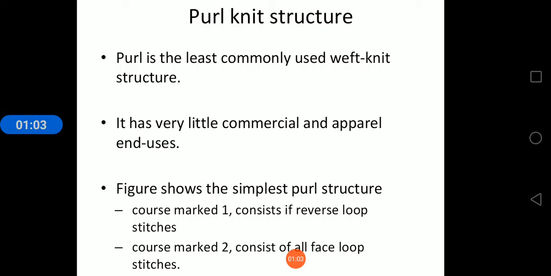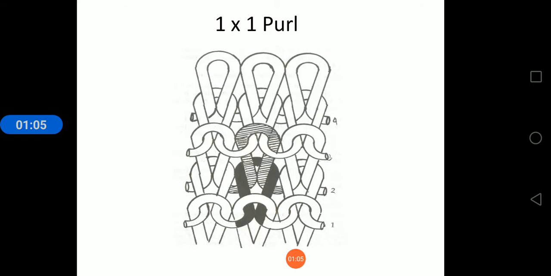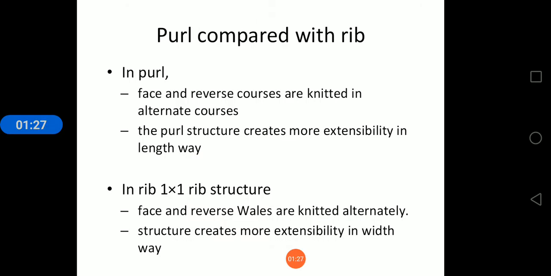Like this, the figure shows that one line is totally on the face side, the second line is totally on the back side, and the third line is again totally on the front side. Depending upon the structure, the courses and wales are used in the knitting machines. Purl compared with rib: in purl, face and reverse courses are knitted in alternate courses, so the purl structure creates more extensibility in the lengthways direction.